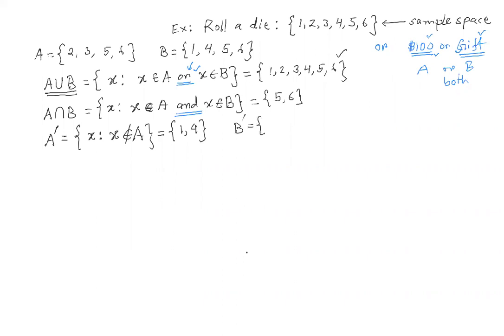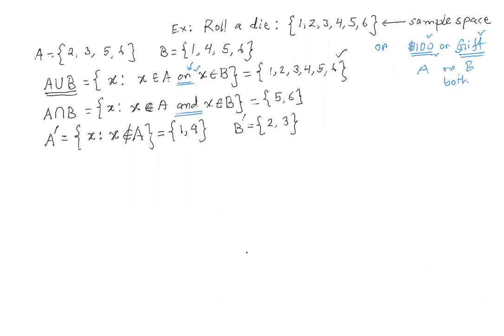What about B complement or B prime? What is it? Lupi says 2 and 3. Let's see. Yes, you are correct. 2 and 3. So you know how to find A complement. You know how to find B complement.